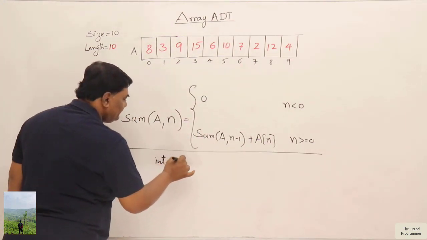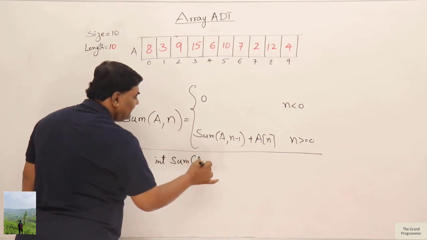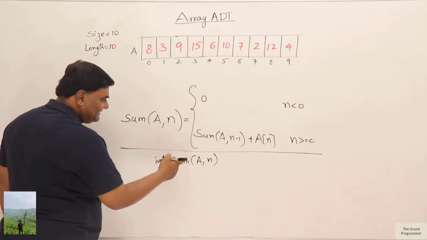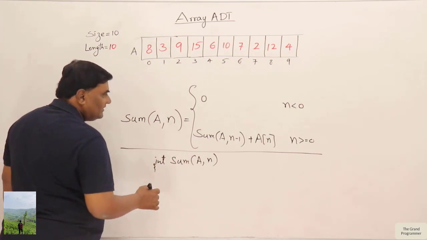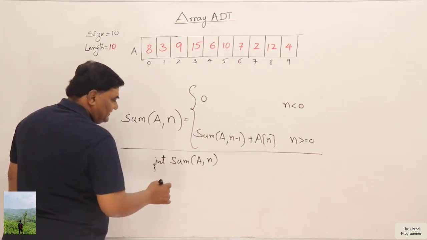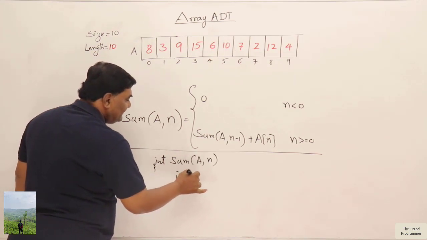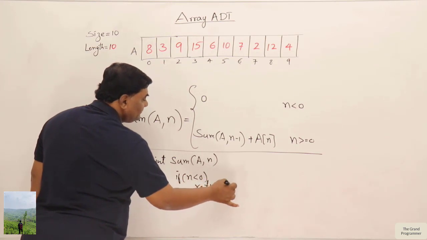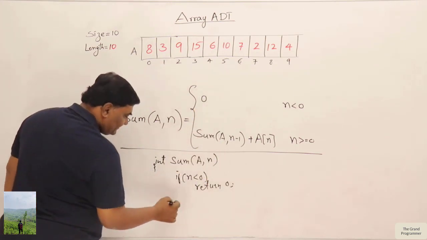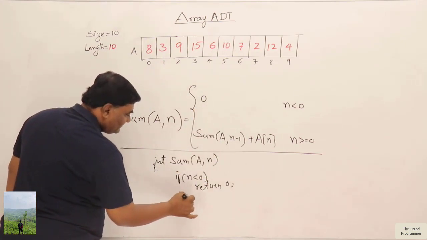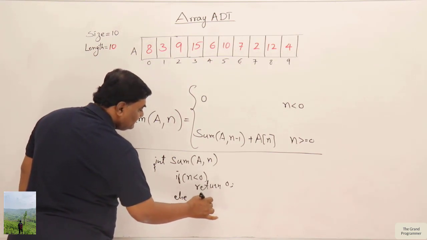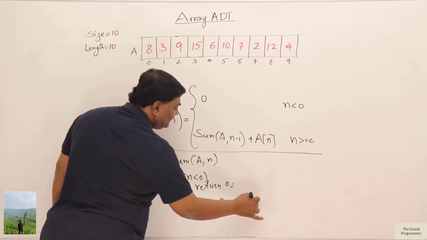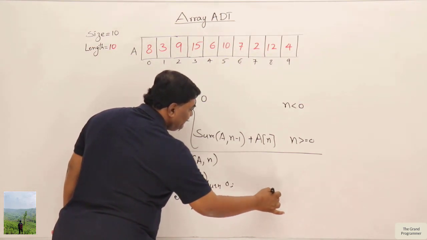int sum(A, n). This is pseudocode. I am not writing a C or C++ function. Then if n is less than 0, return 0. Else, return sum(A, n minus 1) plus A[n].